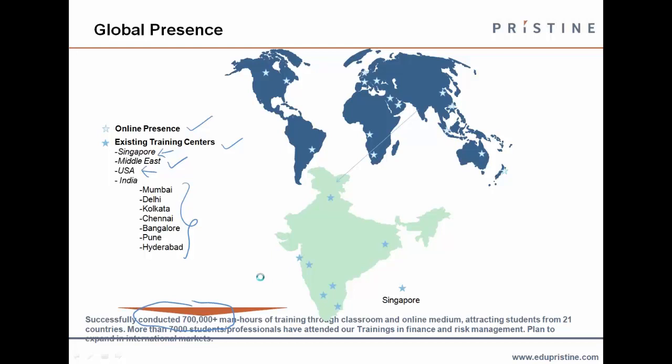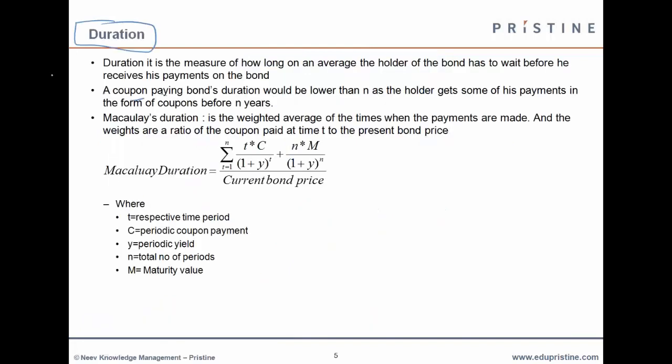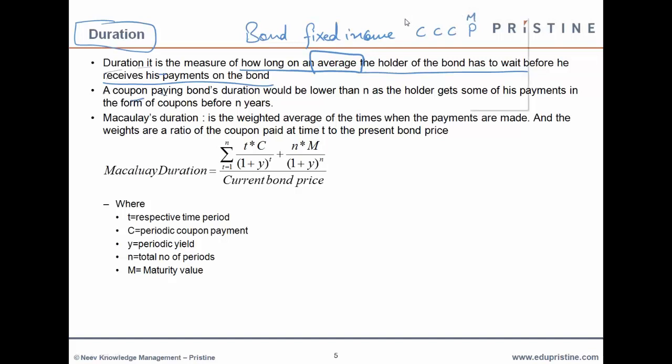So with that introduction, let's get back to our key topic of the day, which is called duration. Now, duration is the measure of how long an average, the average keyword is important, how long an average bondholder should wait before he receives his payment on the bond. Bond is a fixed income security which generates coupons, and finally the principal payment on the maturity.